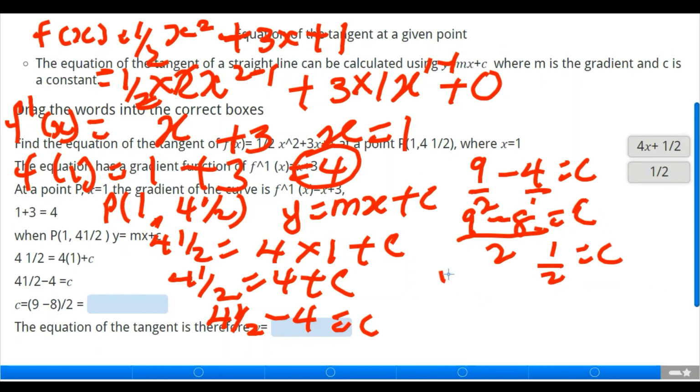Now we come back to this formula, y equals mx plus c. From here we have gotten that c is 1 over 2, and m is 4, which is the gradient. So we can now form the equation of the tangent of a straight line, which is y equals mx plus c, where our m is the gradient, which is 4, and our c is the constant, which is 1 over 2. So we have y equals 4x plus 1 over 2, and that is the equation of that tangent at a given point on this curve.